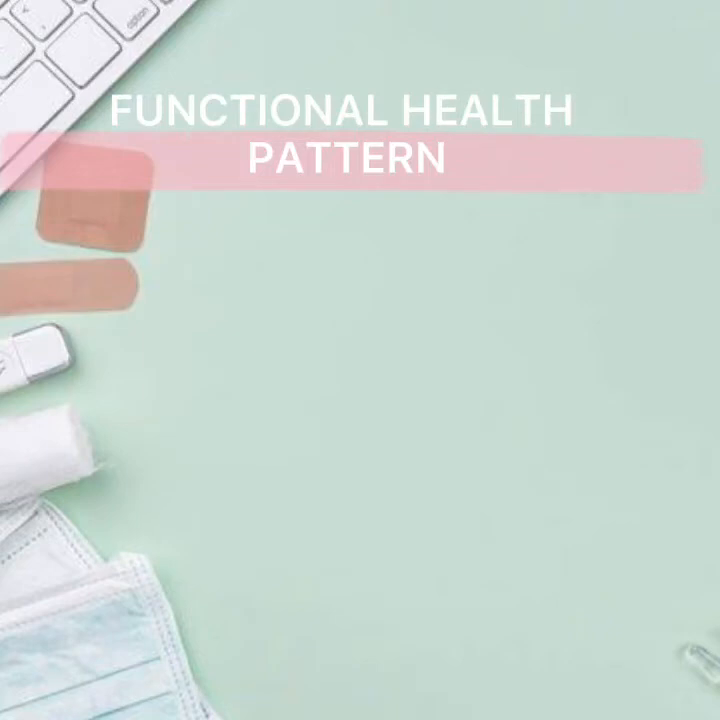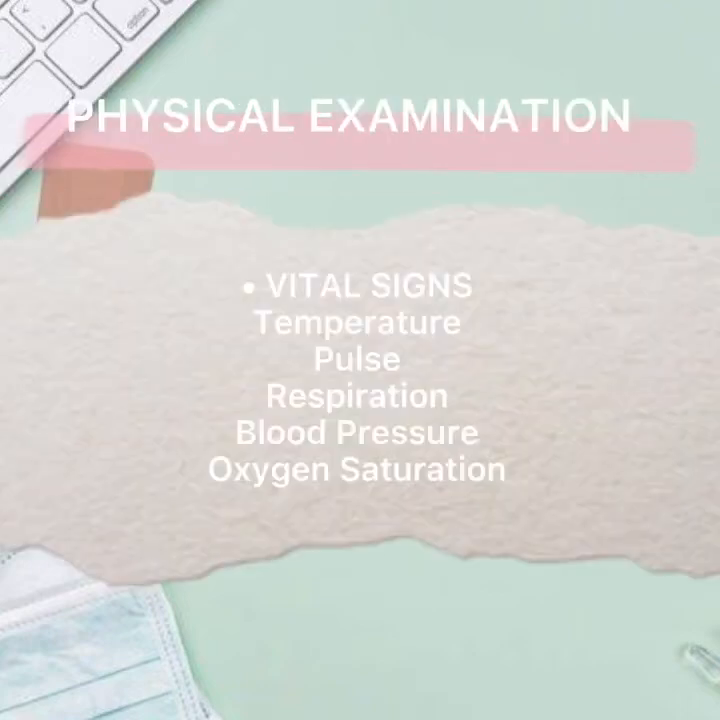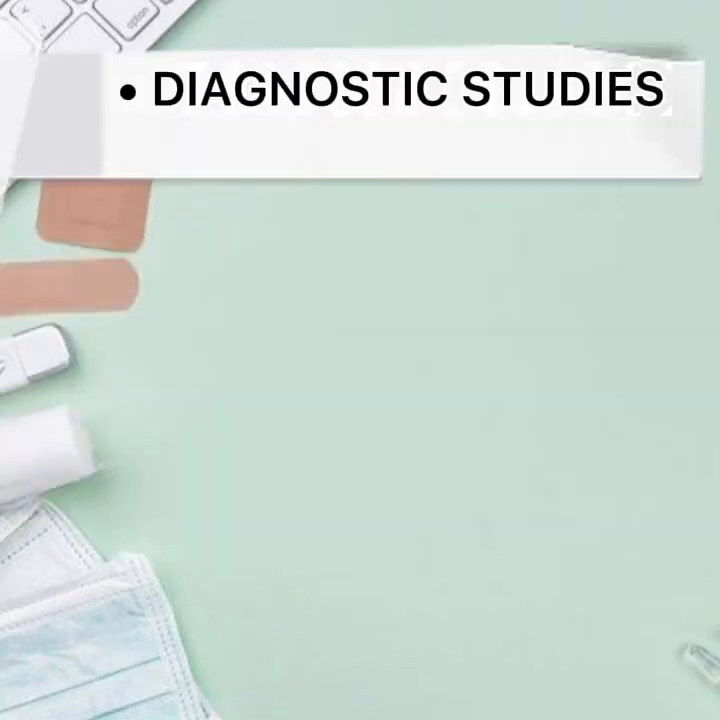Next, we'll proceed with the physical examination. Vital signs including temperature, pulse, respirations, blood pressure, and oxygen saturation obtained by pulse oximetry are important data to collect before examination of the respiratory system. Physical examination has 4 techniques. We have inspection, palpation, percussion, and auscultation. Now, let's proceed with the diagnostic studies.